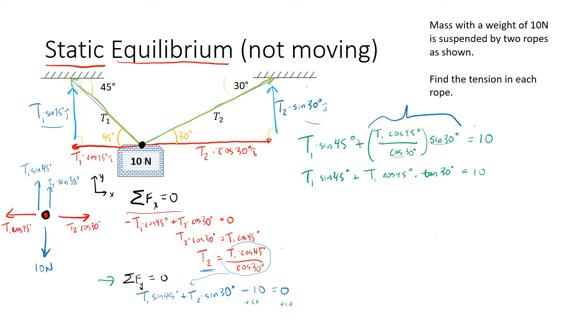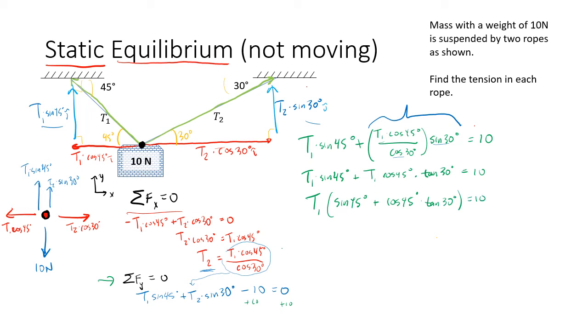Now, we're trying to solve for T1. T1 is the only variable, the only unknown here, so we can solve for it. To do that, factor out the T1. So T1 times the sine of 45 degrees plus the cosine of 45 degrees times the tangent of 30 degrees. That equals 10.